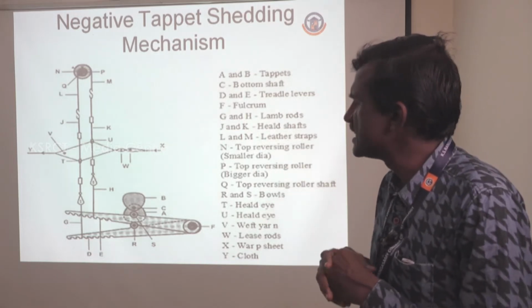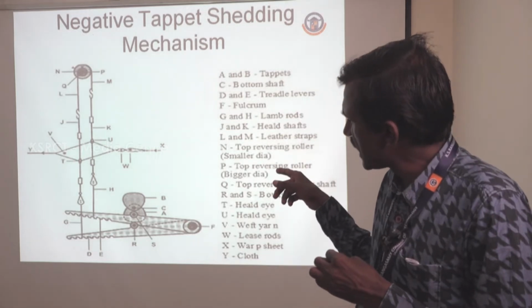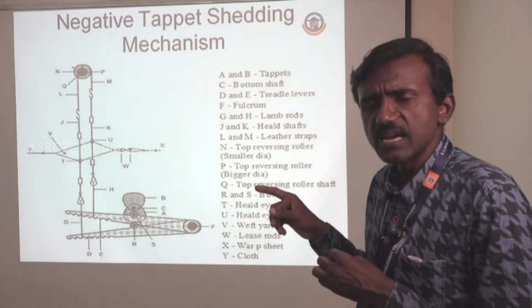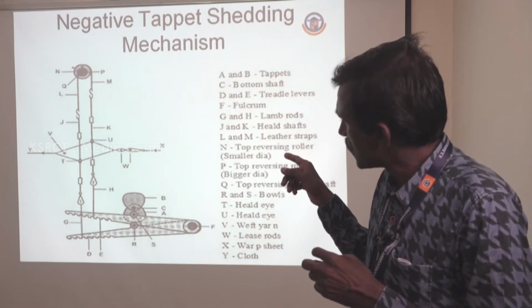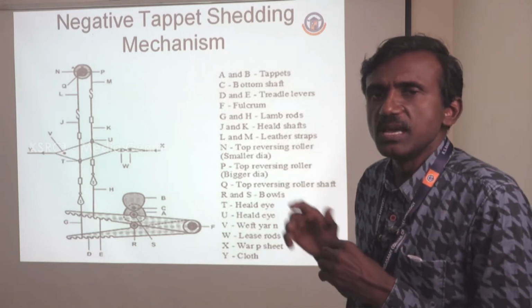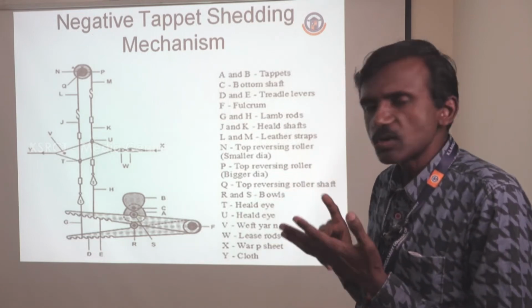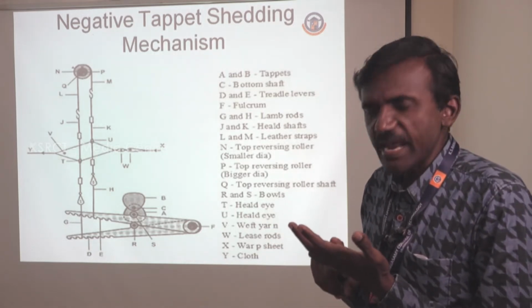And at the bottom, you can see the treadle lever and the anti-friction bowl. The anti-friction bowl is in contact with the tappet. This tappet, we call it the tappet loom. This tappet is operated based on the bottom shaft. In the bottom shaft, one rotation of the bottom shaft gives two rotations of the crankshaft.